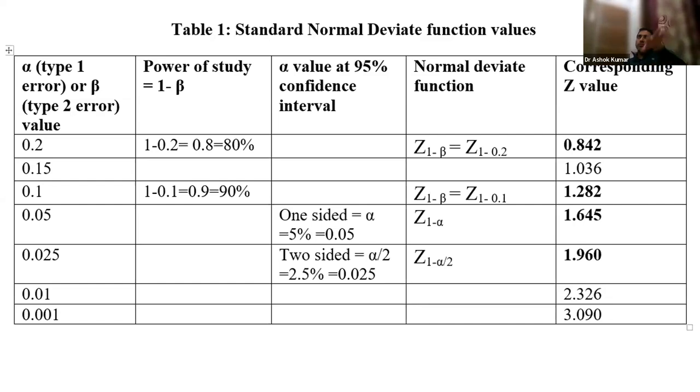So as I told you, one-sided only for superiority or inferiority. And in other trials, like equivalence trial or other randomized control trial, we have to always take two-sided, 1.96. And for descriptive or cross-sectional study, we always take two-sided, 1.96 value, Z1 minus alpha by 2. So please remember these values. You can write them down. When we calculate sample size, we will use these values.